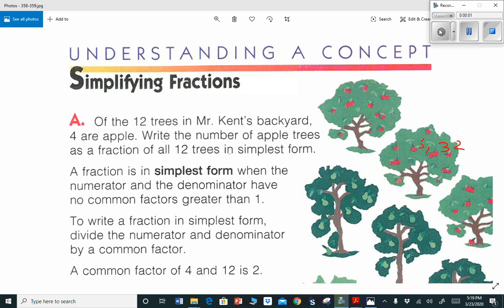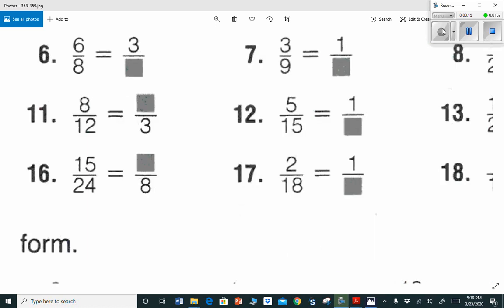This is 5th grade math, and the lesson is called Simplifying Fractions. It's also known as putting a fraction in simplest form or reducing the fraction. Okay, if you look at this fraction 6/8, it is not in simplest form.